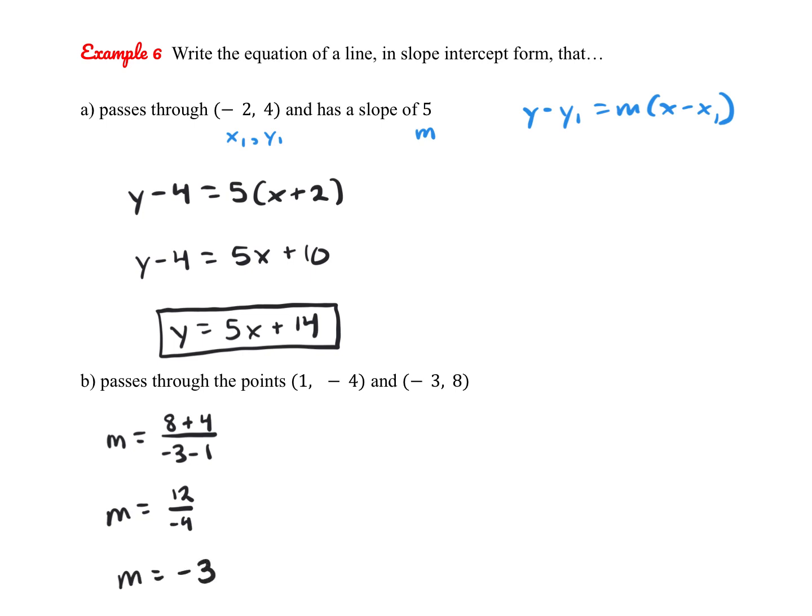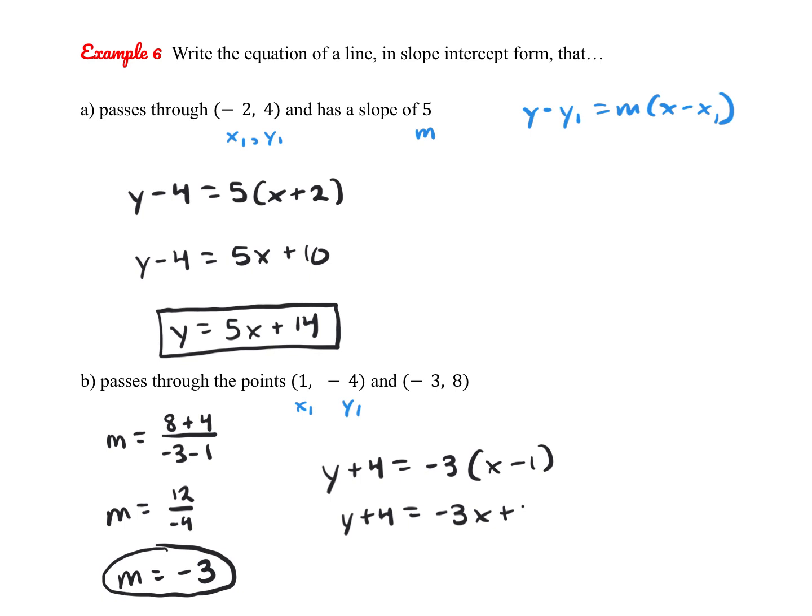And once I have the slope, I can use either point. It doesn't matter which one I use. And then I can go back to my point slope form. So I'm just going to use this first one as x1, y1. So y minus y1 equals m times x minus x1, and then I'm just going to rewrite that in slope-intercept form. So y equals negative 3x minus 1. And there you have it.